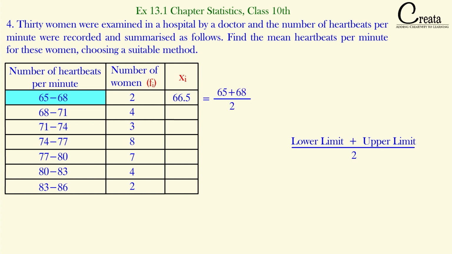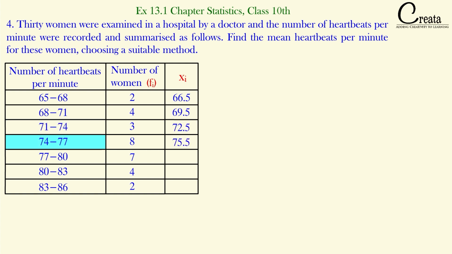So 65 plus 68 upon 2, it will be 66.5. Similarly, for 68 to 71, the midpoint will be 69.5. You can use the formula. Further, the midpoint of 71 to 74 is 72.5. Similarly, 75.5, 78.5, 81.5 and 84.5. So these all are the midpoints, that is the observations, which is xi.